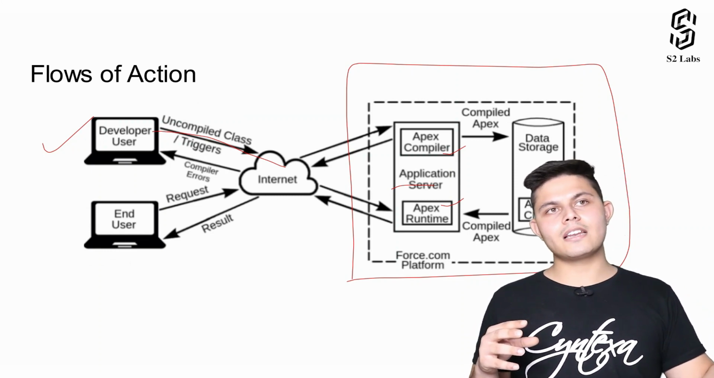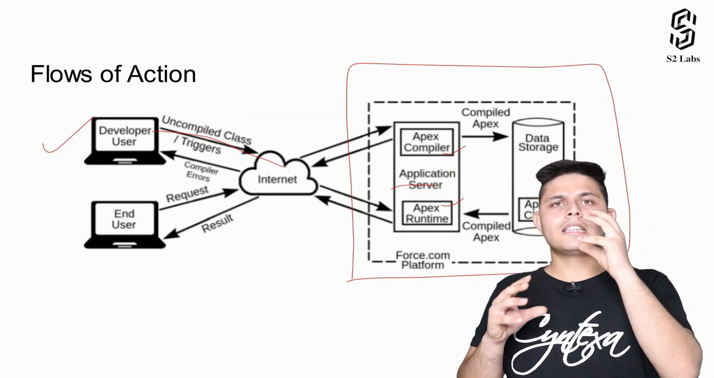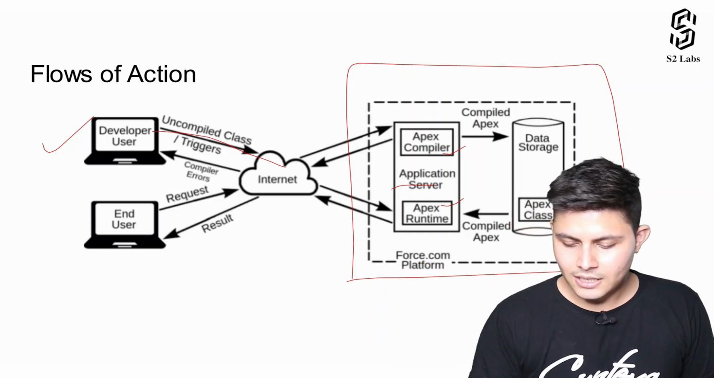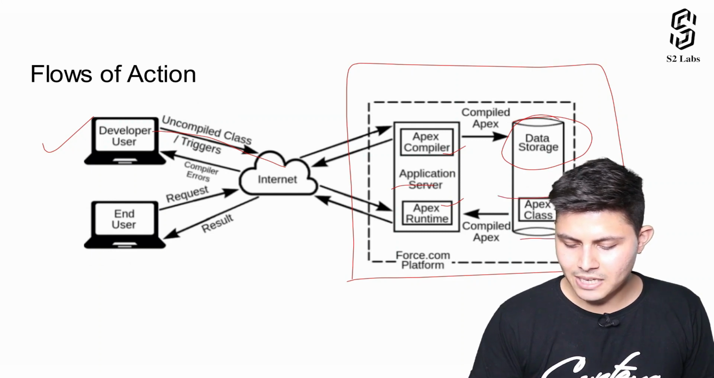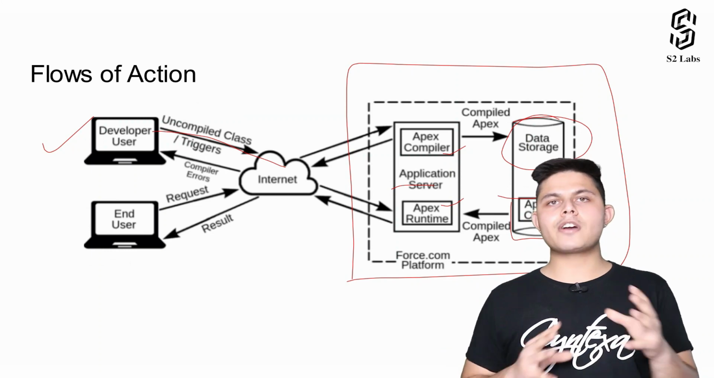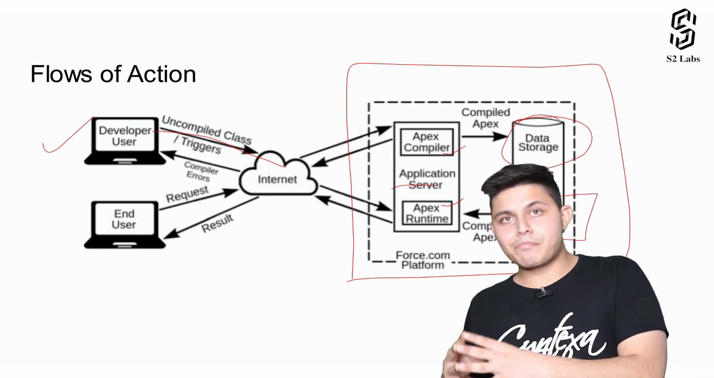Once all of these errors are solved, or if there is no error, the compiler successfully compiles the Apex and saves it into the data storage as a compiled Apex class. That's what happens. So this is how the flow of compilation goes when you talk about Apex.